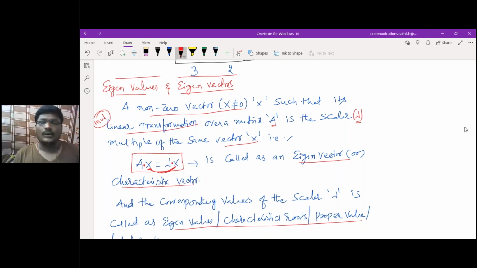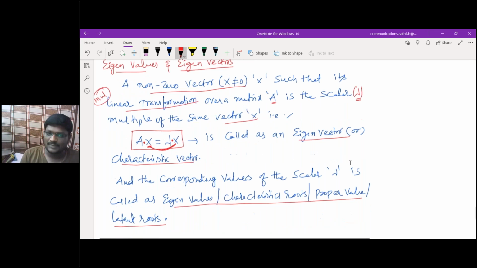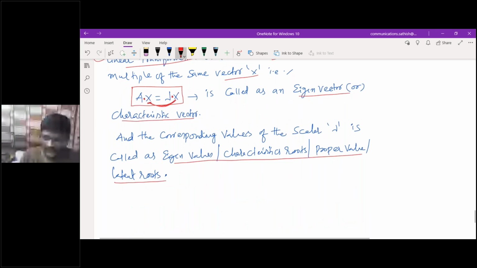Whatever vector capital X I take, I multiply it with a matrix A, and that gives the same vector multiplied by a scalar value. The scalar value is lambda, which I call the eigenvalue, and X I call the eigenvector. Am I right or not? Yes, sir. And the corresponding values of the scalar lambda I call eigenvalues, characteristic roots, proper values, and latent values.